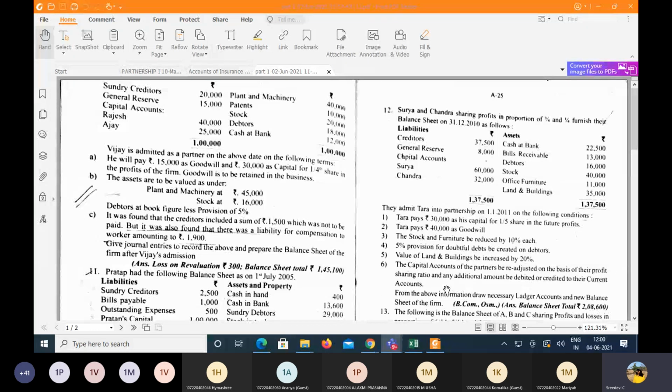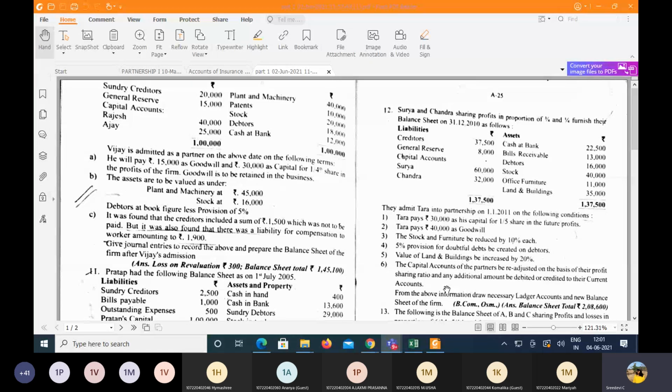Then followed by, now this is the sixth point, which is very, very important, children. Have a look into this. The capital accounts of the partners, that is, the old partners, are to be readjusted on the basis of their profit sharing ratio, and any additional amount to be debited or credited to their current accounts.